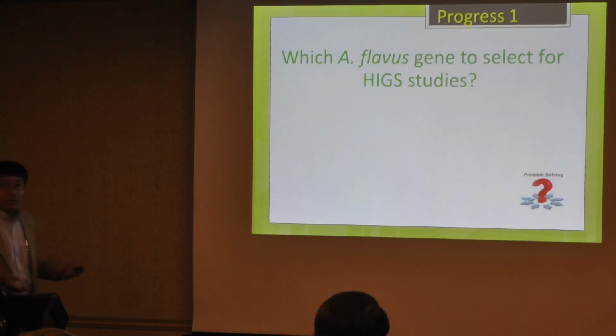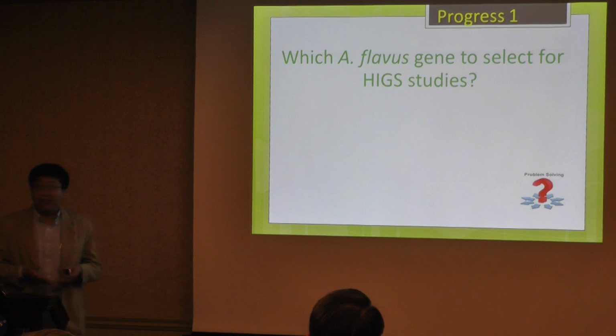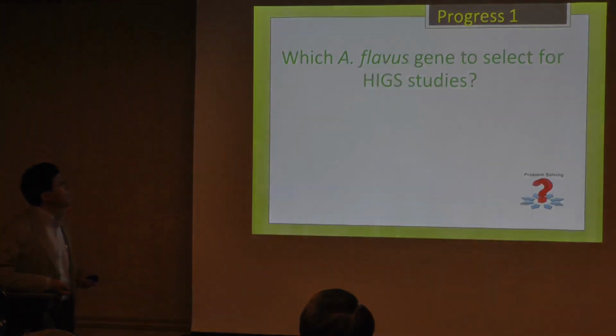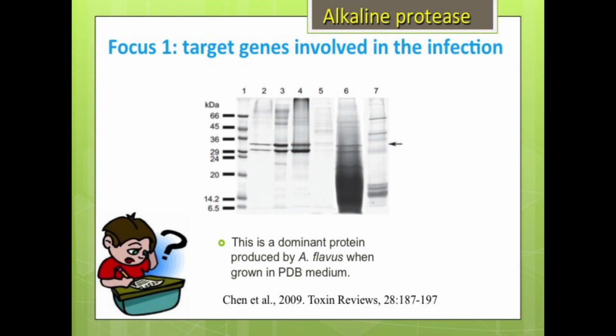So, as some of you pointed out, A. flavus has thousands of genes expressed. Which gene do we choose? What I said, first we try to stop the fungus from infecting the host. So this is our number one focus.